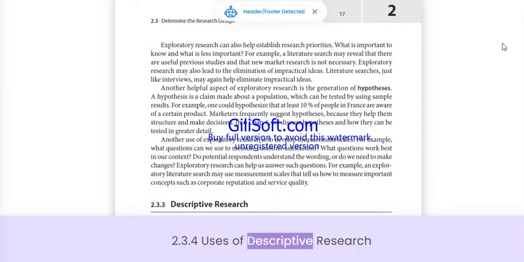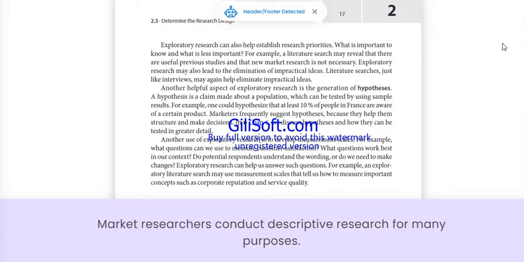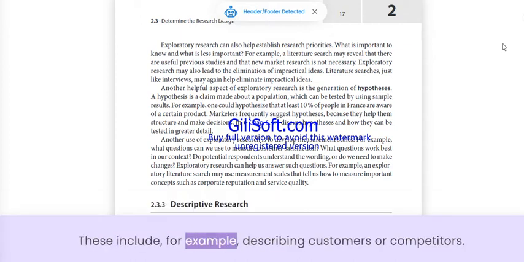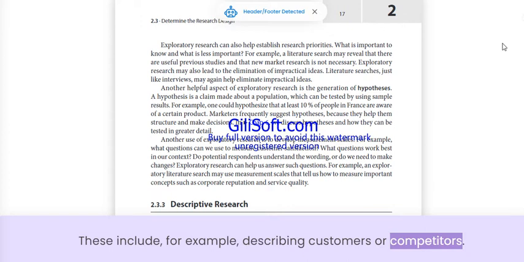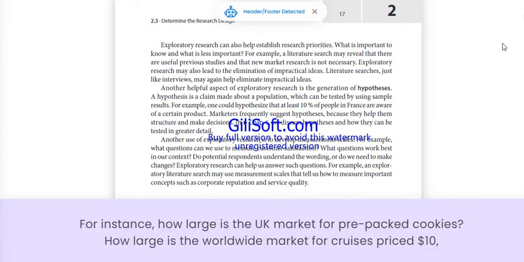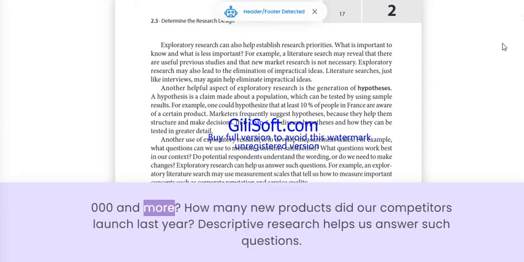2.3.4 Uses of descriptive research. Market researchers conduct descriptive research for many purposes. These include, for example, describing customers or competitors. For instance, how large is the UK market for pre-packed cookies? How large is the worldwide market for cruises priced $10,000 and more? How many new products did our competitors launch last year? Descriptive research helps us answer such questions.